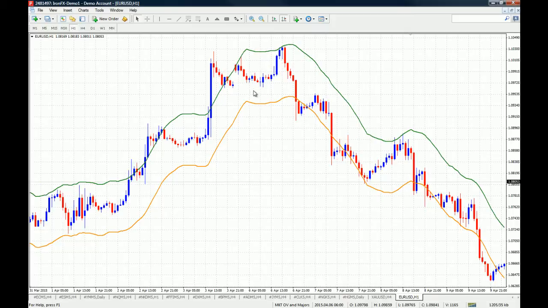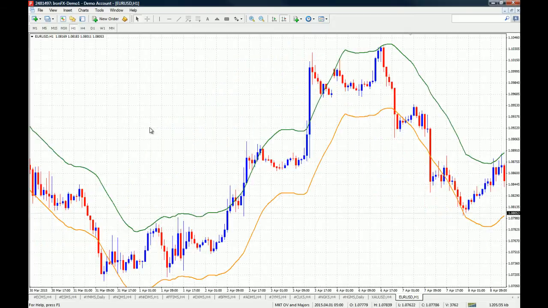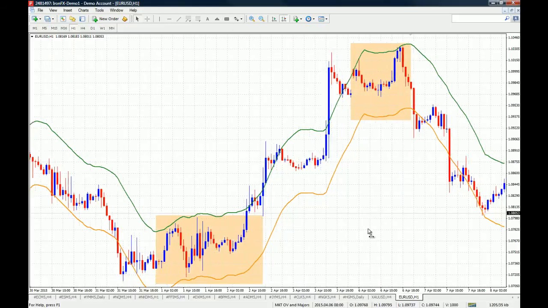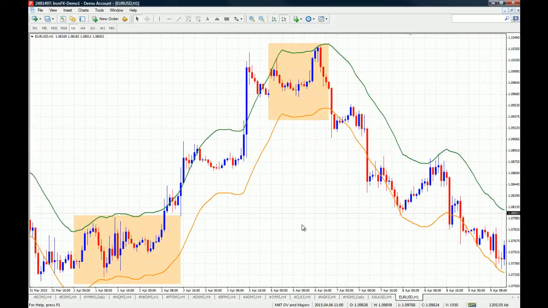And when the envelope is flat, it means that we are in a range, such as in this case right here, and this case right here. Those are two ranging markets, and because of the flatness of the envelope, we know that we shouldn't be trading now.